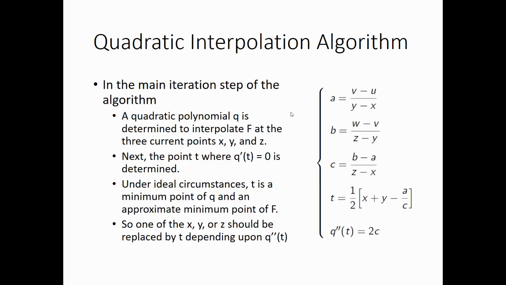In the main iteration step of the algorithm, the polynomial q is determined to interpolate f at the 3 current points of x, y, and z. Next, the point t, where q prime of t is equal to 0, is determined. And under ideal circumstances, t is a minimum point of q and an approximate minimum point of the function f that we're looking for the minimum. So one of x, y, or z should be replaced by t depending upon the nature of q double prime of t. Now, there are 4 cases here.